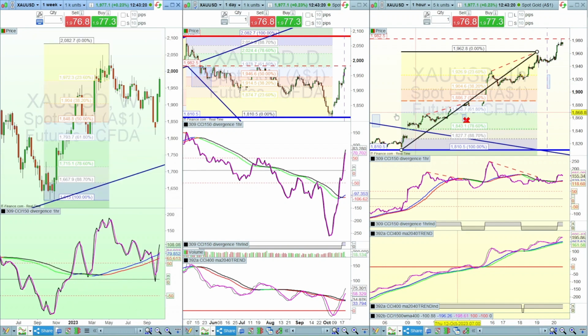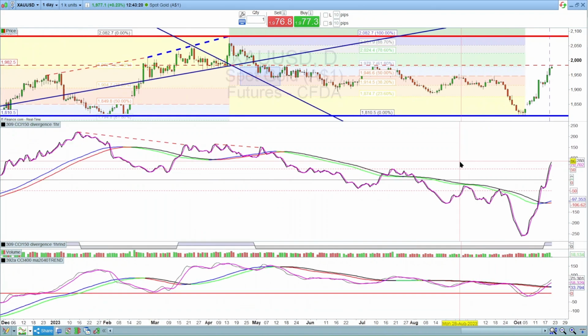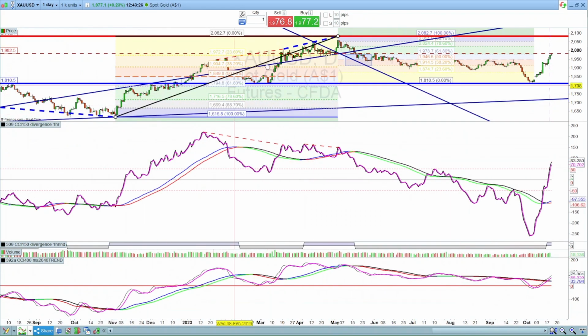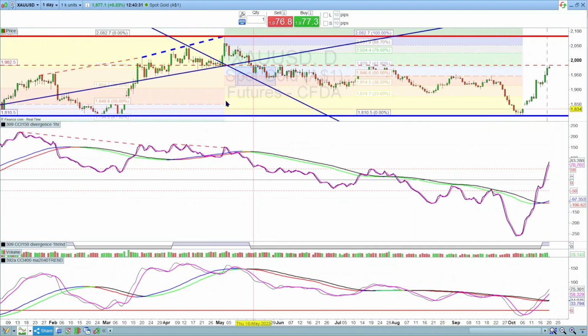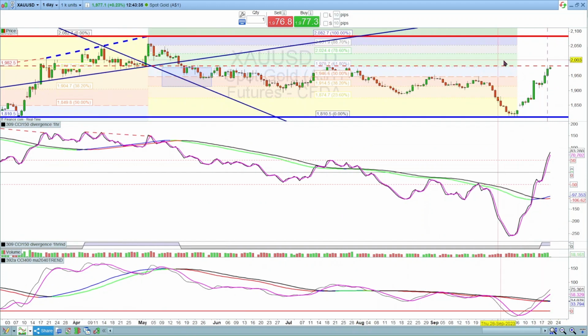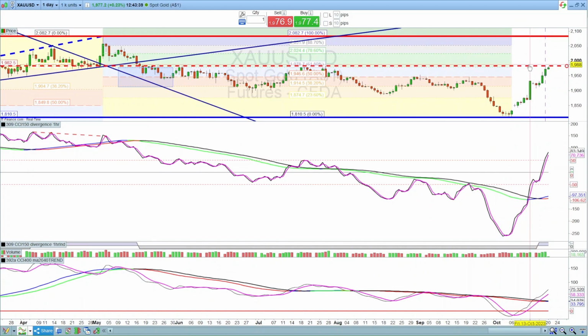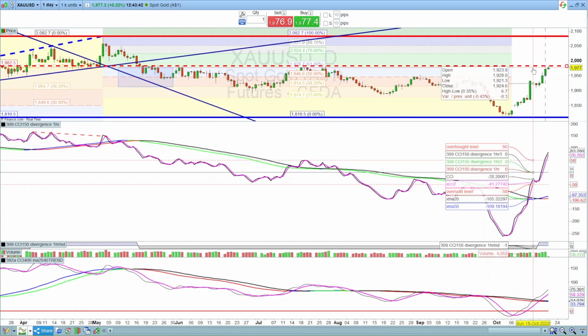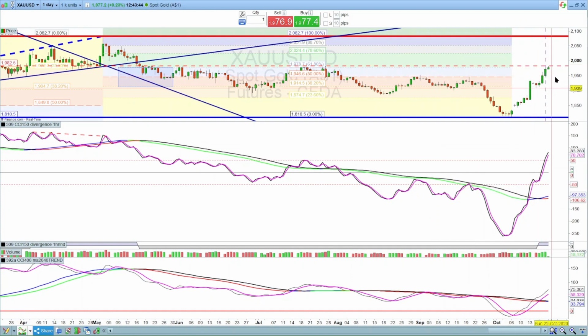And if we drill down on the daily, you can see this Fibonacci range, it's actually broken up and landed on that 61% level. So we've got a minor resistance formed there at the moment at 1982. Of course, you can go higher.